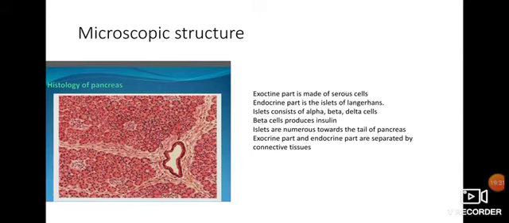Since the tail of the pancreas carries more islets, it is very important while removing the spleen, because the tail of the pancreas is always related to the spleen. So it has clinical importance. While doing splenectomy, there is a chance for the tail of the pancreas to rupture along with the spleen. After the surgery, the patient may develop diabetes mellitus because the major part of the islets of Langerhans is located towards the tail of the pancreas. That is a clinical condition.